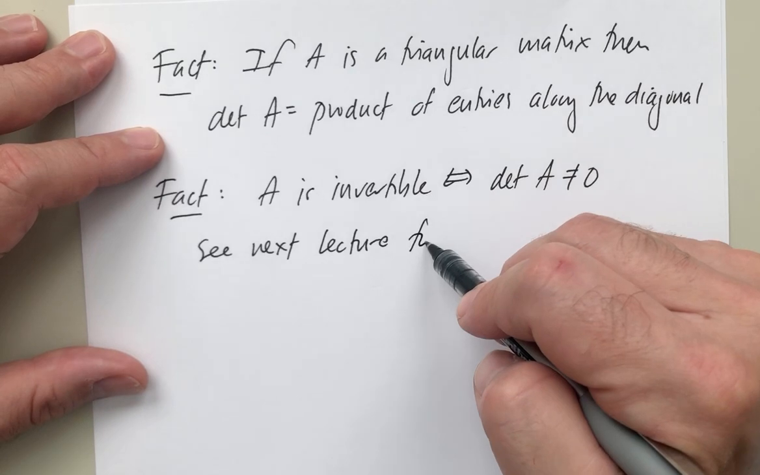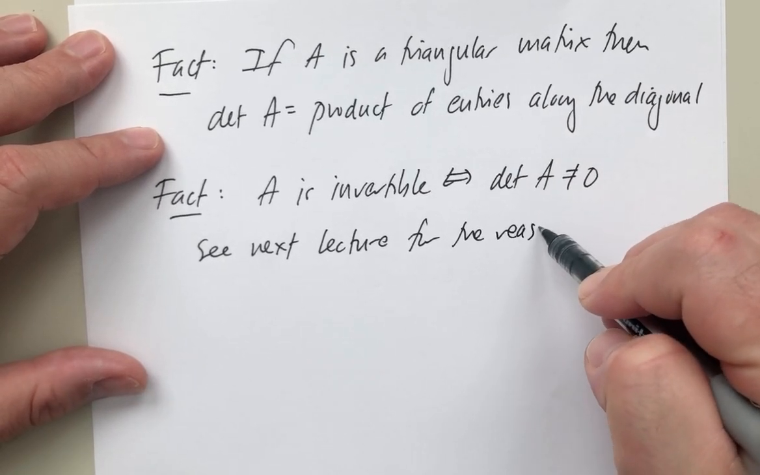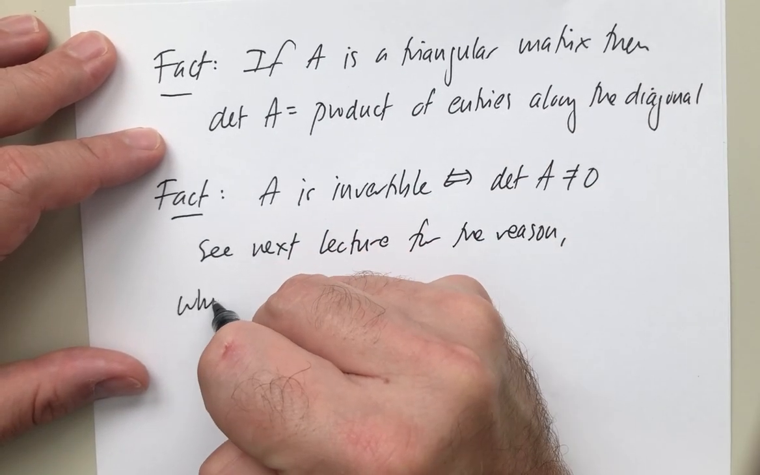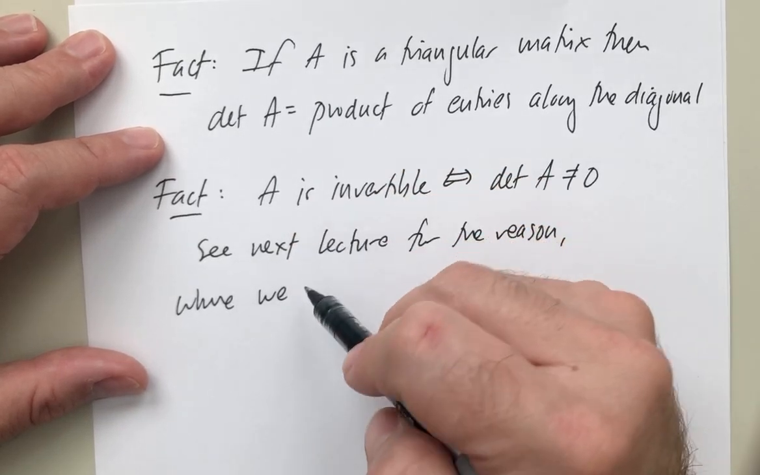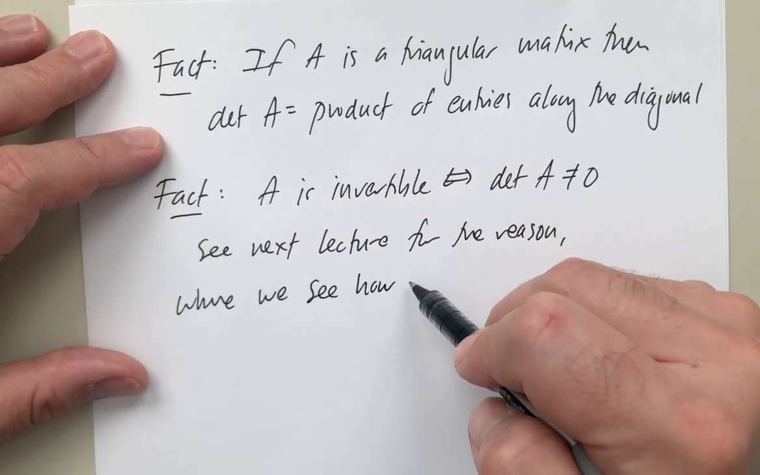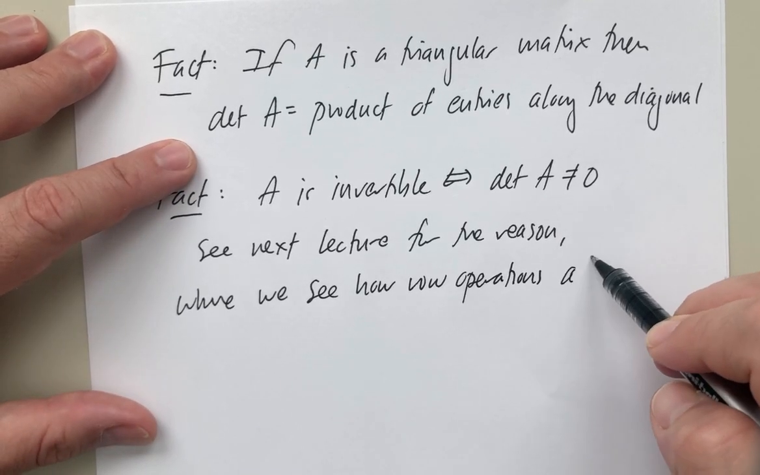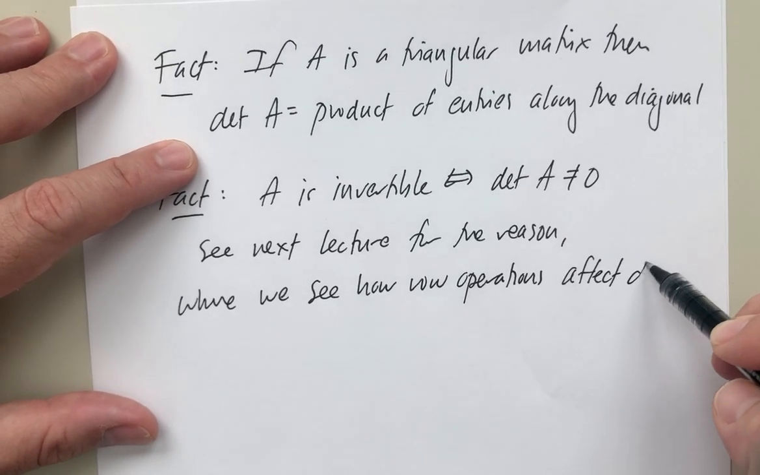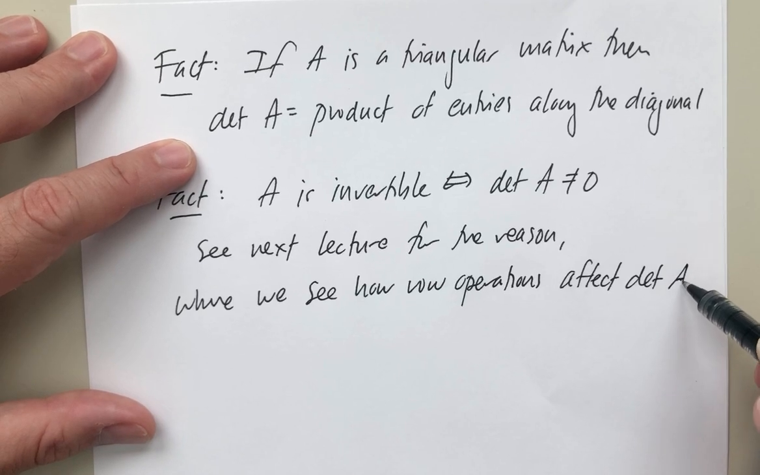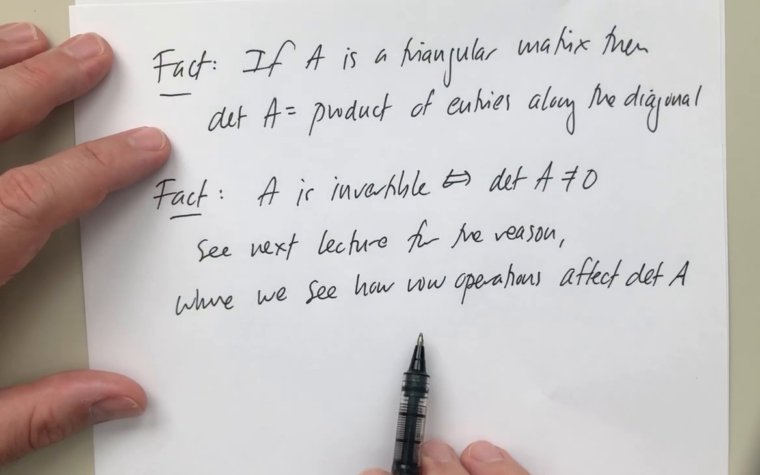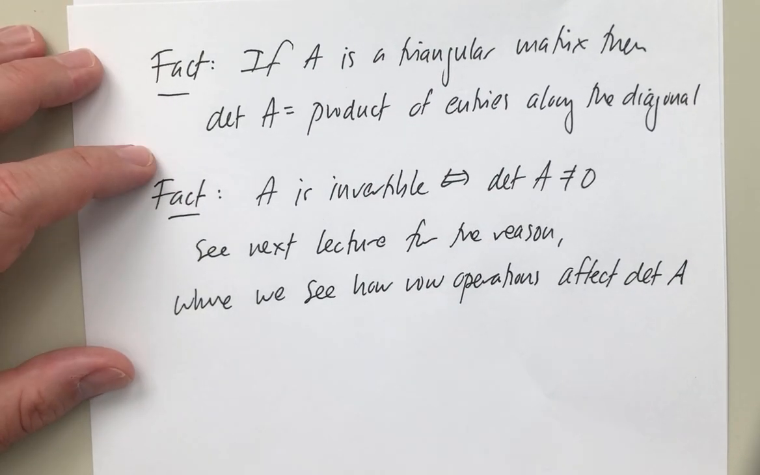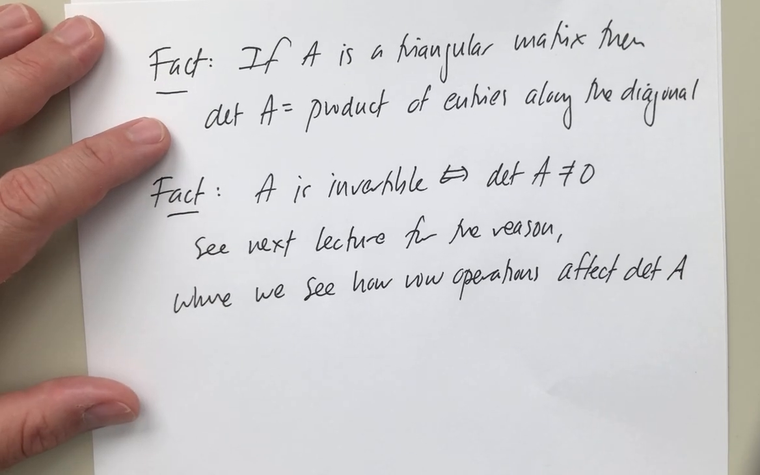for the reason that this works, where we see how row operations affect the determinant. Okay, so that's going to be the theme of next lecture, that we're going to see how, doing our usual row operations, how does that affect the determinant? We'll see that there's a nice way to control that.